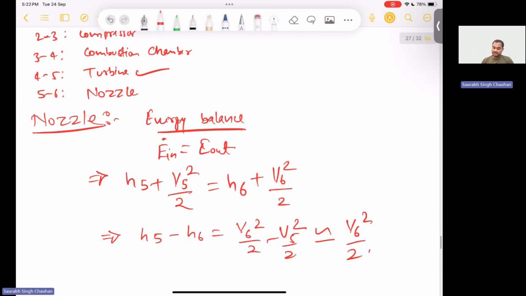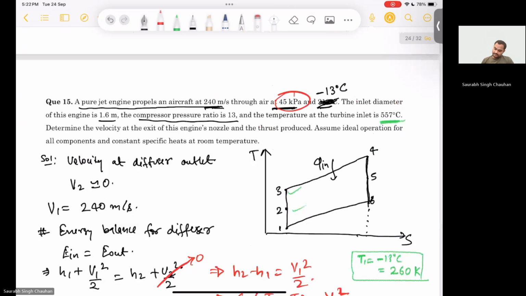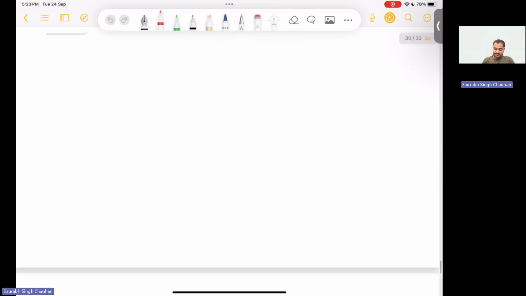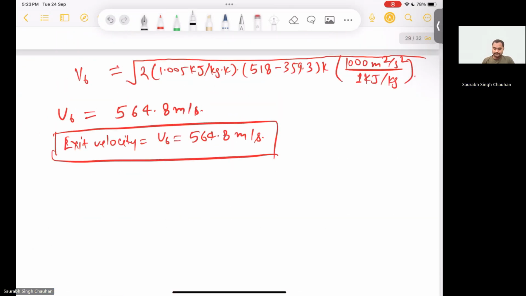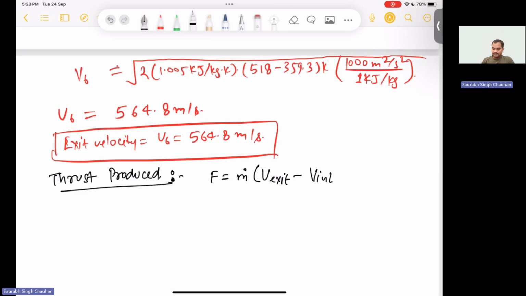So what was asked in the question? We had to determine the velocity at exit of this engine's nozzle. This we have found, and this is nothing but V6. And we have to find the thrust produced. Now we need to calculate the thrust produced. Thrust is the rate of change of momentum, and that is equal to mass flow rate into (exit velocity minus inlet velocity).